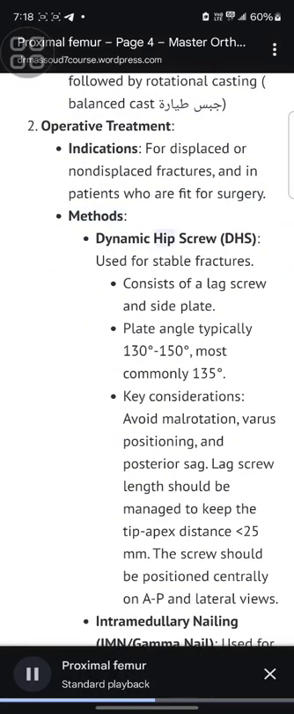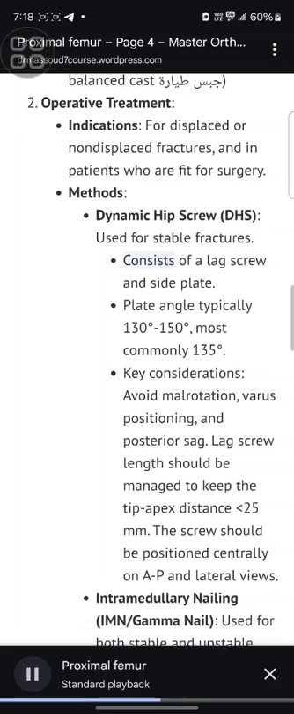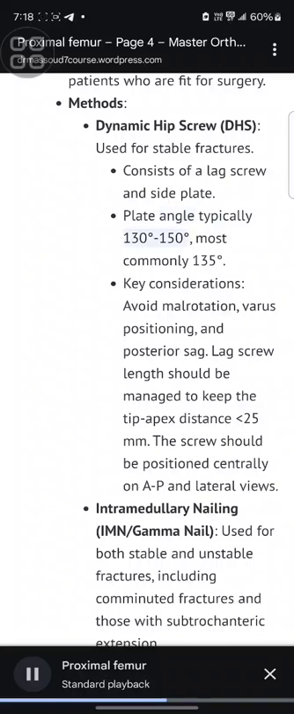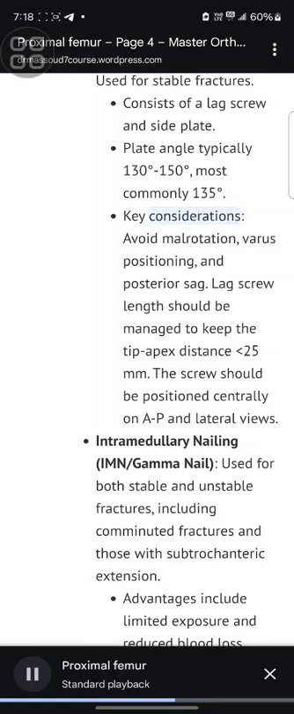Methods. Dynamic hip screw, DHS, used for stable fractures. Consists of a lag screw and side plate. Plate angle typically 130 degrees to 150 degrees, most commonly 135 degrees. Key considerations. Avoid malrotation, varus positioning, and posterior sag.